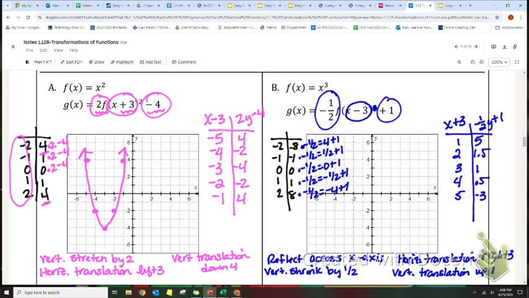And then I'm just going to plot those points. So 1, 5, 2, 1.5, 3 is 1, 4 is 0.5, and 5 is -3. And then let's look back at your words. Did it reflect across the x-axis? Yes, it flipped upside down.